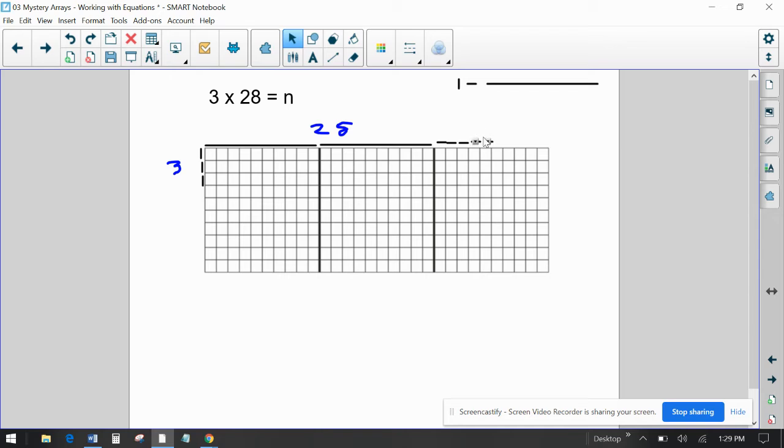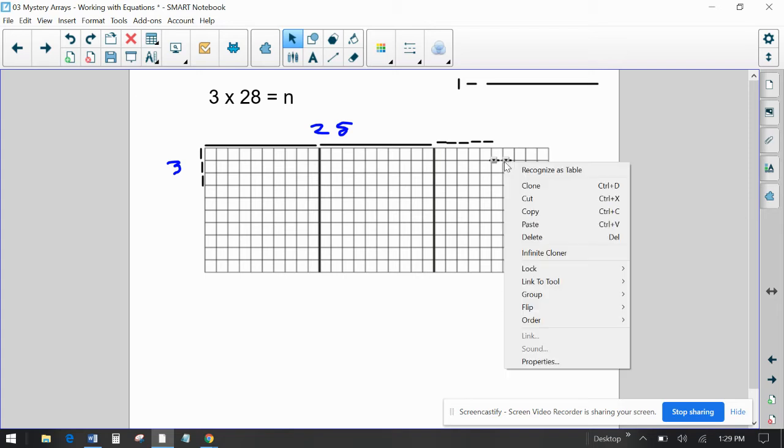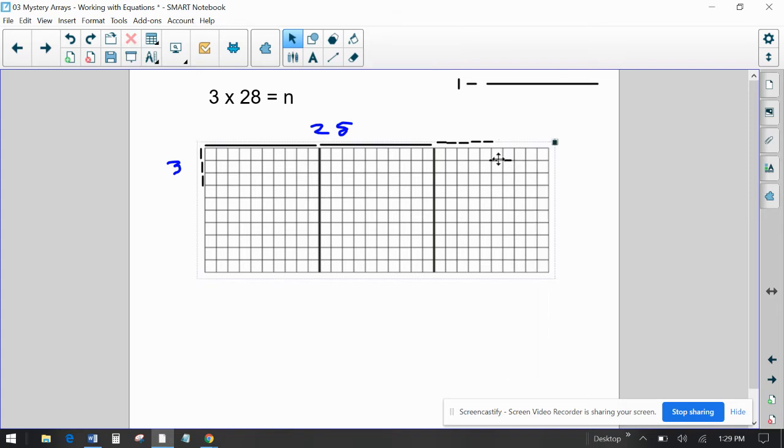There's 5. Of course, try to take a shortcut and it ends up being a long cut. 1, 2, 3, 4, 5, 6, 7. I need one more. Okay, there's my 28. I don't like my 8 here. It's supposed to look like a snowman. All right, 3 times 28.